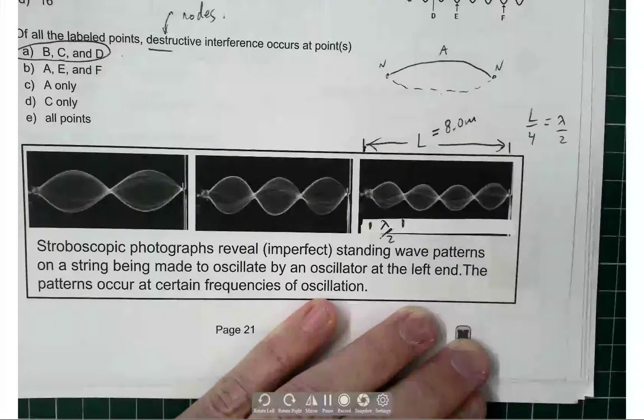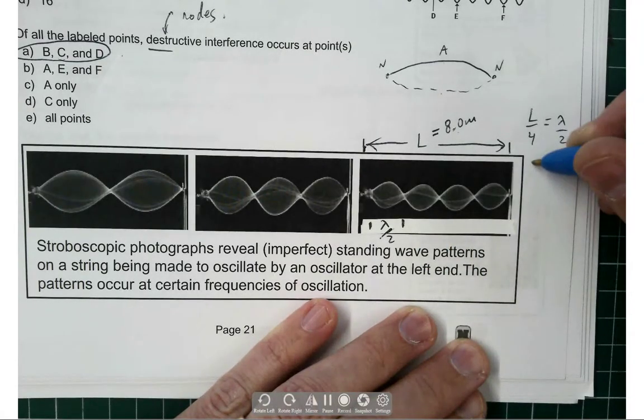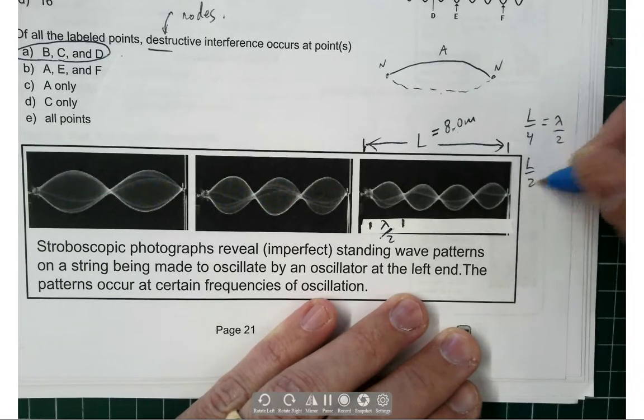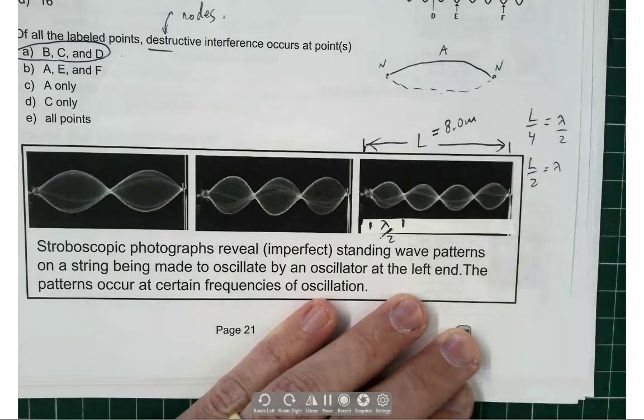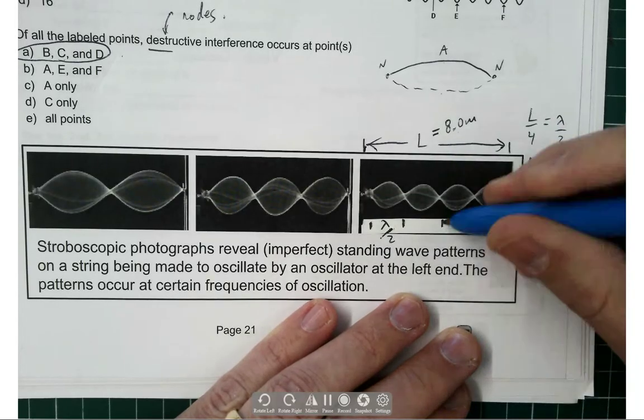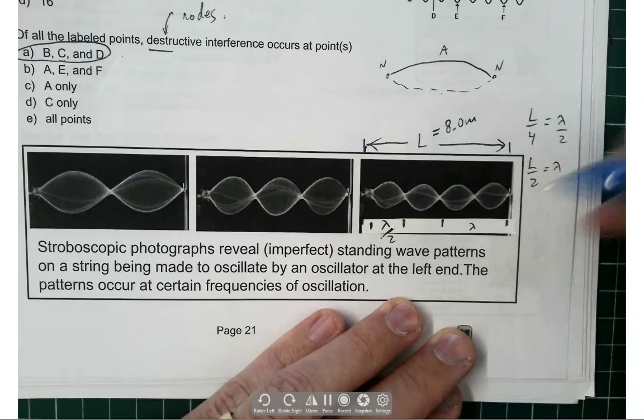And then I say, okay, well, wait a minute. Couldn't I just write this as length divided by 2 equals lambda? Seems to me, what we're saying is that's lambda.